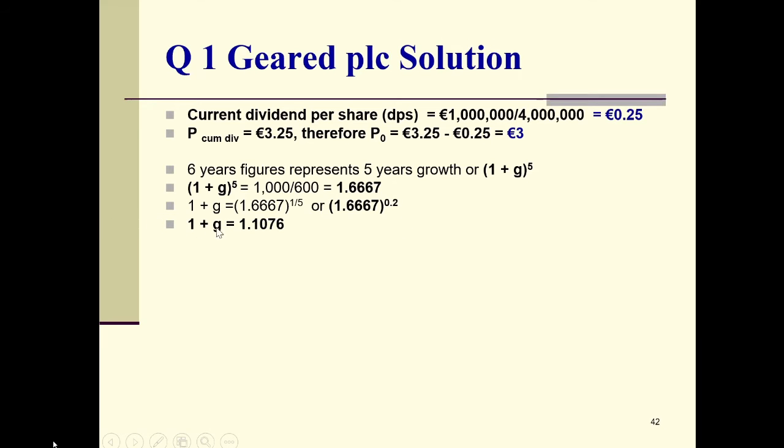And the answer will be 1.1076, approximately, to 4 decimal places. What does that mean? It means that if you multiply 1.1076 by itself, effectively 5 times, it becomes 1.667. So what is the growth factor? We'll take the 1 away on the left and the 1 away on the right, and G is 0.1076. So therefore, G is 0.1076, the price is €3, and the dividend is 25 cents, or if you want, 0.25 of a euro. So that was tricky.